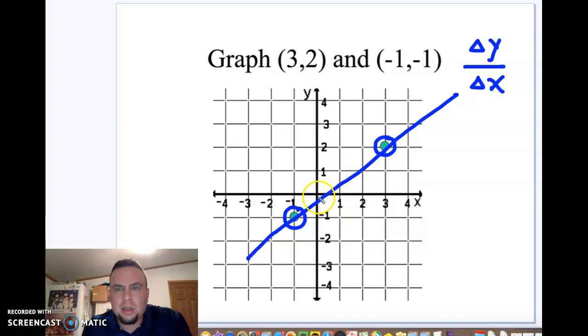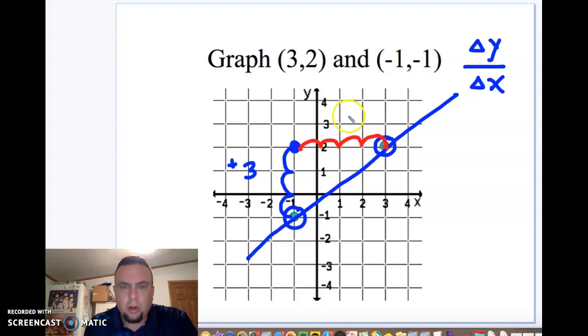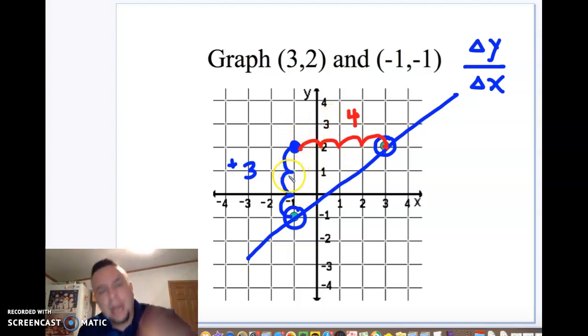So let's do this. The change in the y value. If I'm going to go from one point to another point, let's see how far I go. 1, 2, 3. I go up 3. So that's my vertical. I went up 3 units. Since I went up, I want a positive 3. And then from here, I'm going to go right 1, 2, 3, 4 units. I went to the right, so that's positive. If you go left, that's negative. If you go right, it's positive. If you go up, it's positive. If you go down, it's negative. Keep that in mind. So that's a positive 4.